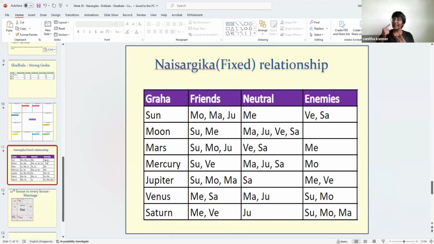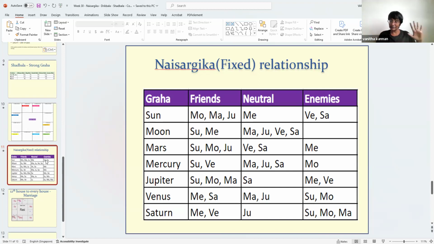So moon loves his husband, that is the Sun, and he loves his young prince, that is Mercury. So both become friends to him. But every other graha, moon is the easiest one. Every other graha becomes neutral. He doesn't have an enemy.